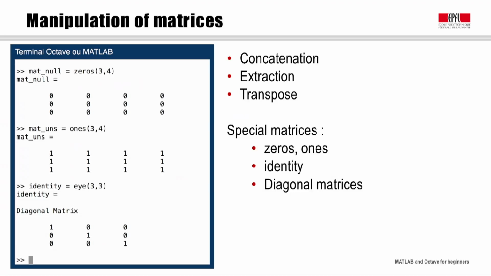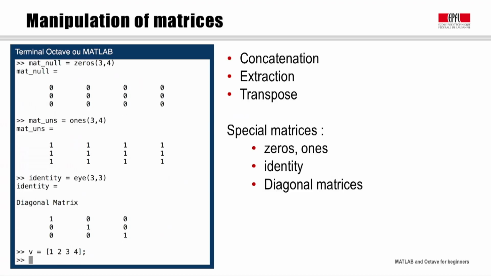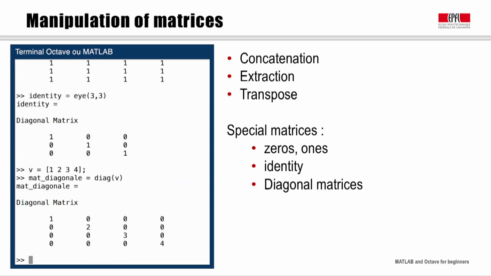So it is even possible to define a diagonal matrix from a given vector. So I take V equal to 1, 2, 3, 4. So this is a vector, a line vector. And then I define a new matrix which has as diagonal these 4 entries. So with this line vector, I define a diagonal matrix equal to diag of V. So the size will be automatic, and I see this diagonal matrix with 1, 2, 3, 4 on the diagonal.